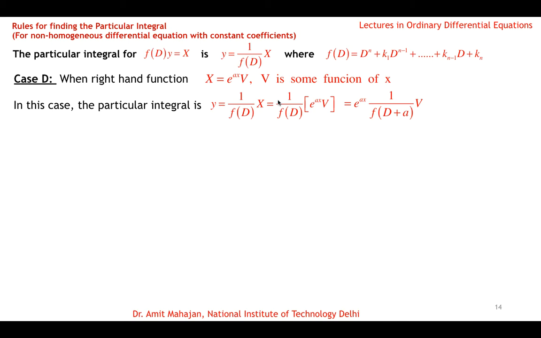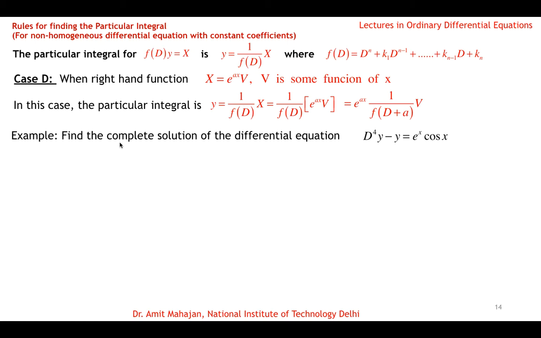If the exponential goes outside, then we replace d with d plus a, where a is the coefficient in the power of the exponential. Then it becomes e power ax, 1 over the new operator, operated on the v function, whatever the v function given. And then if it is exponential, you can apply the exponential rule. If it is trigonometric, again you can apply the rule of trigonometric. If it is polynomial, then you can apply the rule of polynomial. So this is the way we can solve the product of two functions where one of the functions is exponential and the other can be any function.